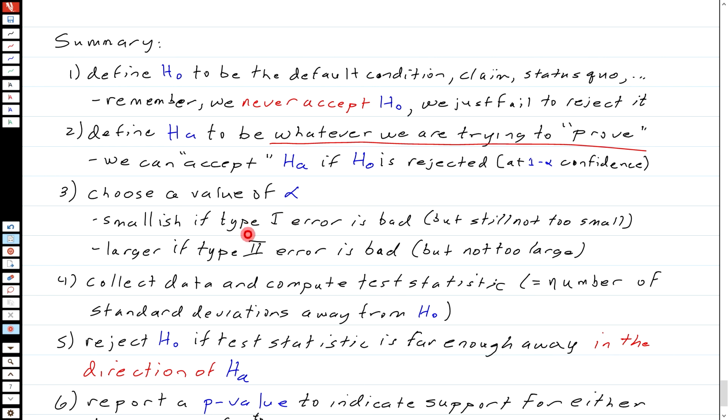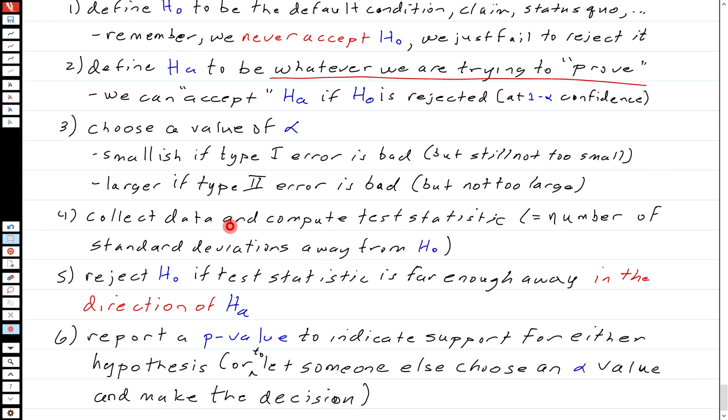We want alpha to be small if type 1 error is bad, but you don't want to choose it to be too small in any case. If type 2 error is bad, then maybe you choose alpha a little bit larger, not too large again, but maybe 10 or 20% if the type 2 error is really bad. Really the best way to correct this if type 2 error is bad is to take more samples, collect more data.